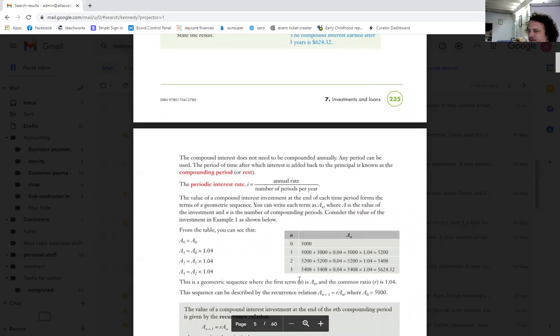So we remember the geometric sequence. The first term is A0, the amount of money that's invested. The common ratio here is 1.04. Why is this not an arithmetic sequence? Because it's not going up by the same amount each time. There's a consistent ratio, but the number that it's increasing or decreasing by is different.